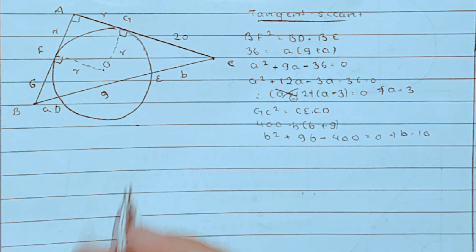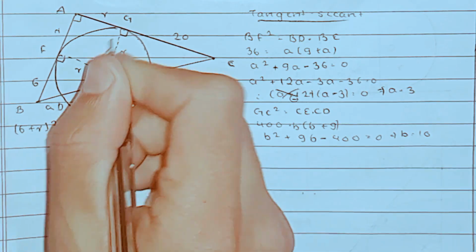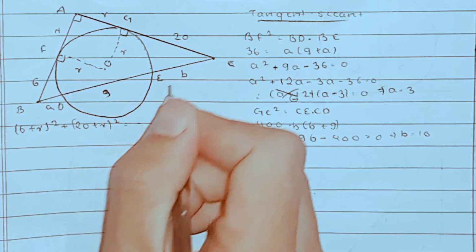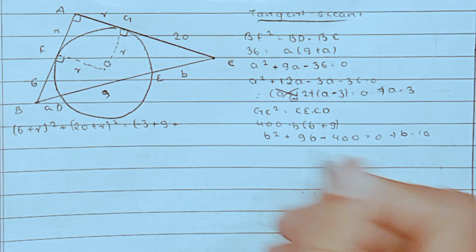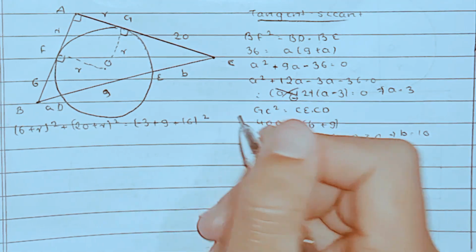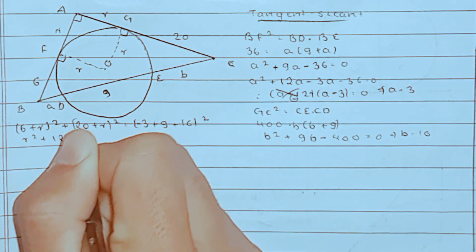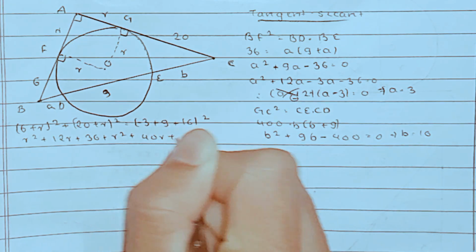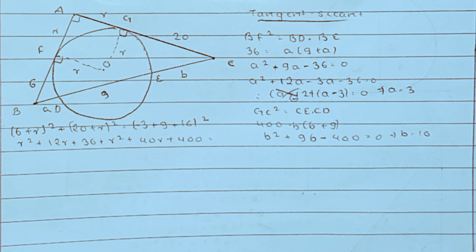So now let's apply the Pythagoras theorem, that is 6 plus r whole square plus 20 plus r whole square is equal to A plus 9 plus B, that is A is equal to 3, 9 plus B is equal to 16, whole square. So we have r square plus 12r plus 36 plus r square plus 40r plus 400 is equal to 3 plus 9, that is 12, 12 plus 16, 28. 28 square is equal to 784.